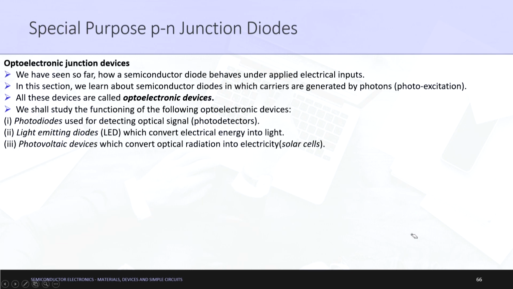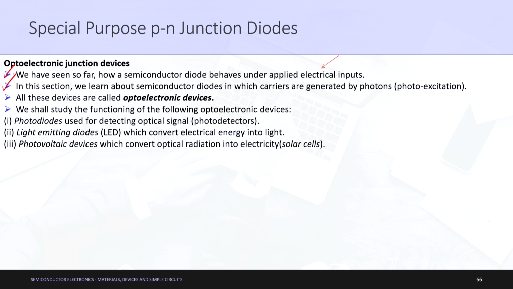Fine. Now, let us move on to the second special purpose PN junction diode, which is the optoelectronic junction devices. Let us first understand what optoelectronic junction devices are, and then we can move forward. We have seen so far how a semiconductor diode behaves under applied electrical inputs. Basically, an electrical input such as voltage was applied and then we found out what output was observed. So that was based upon electrical signals being applied.